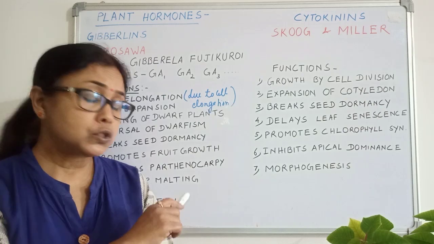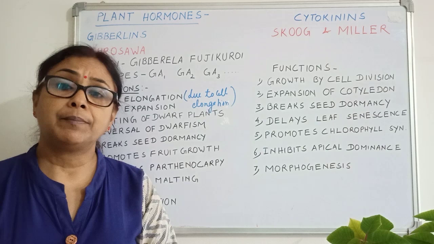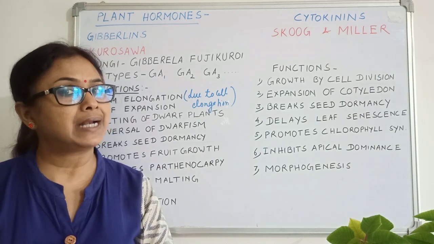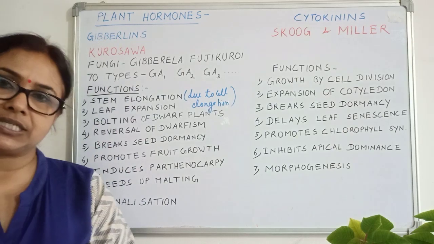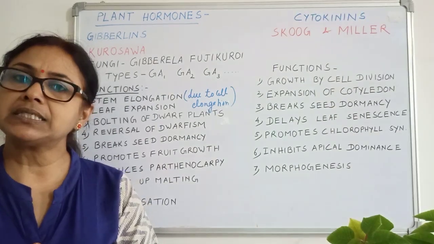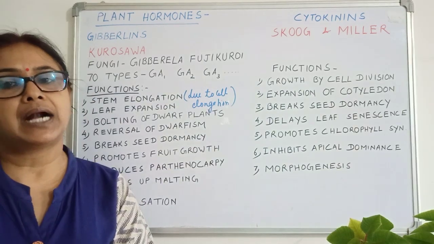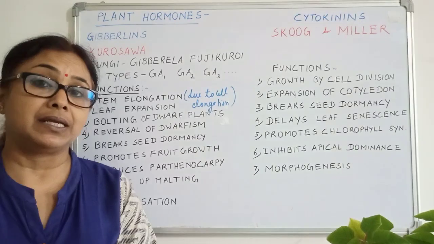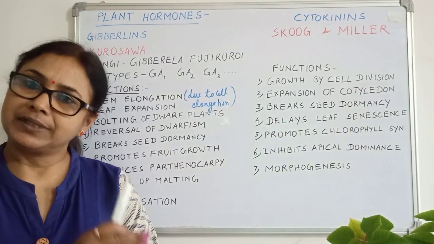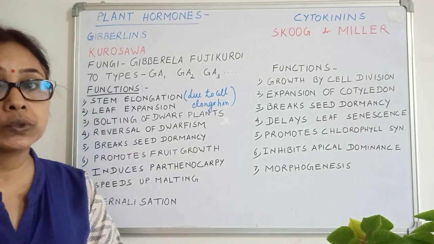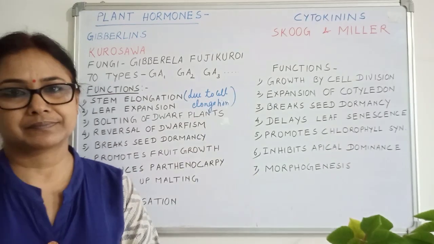So that is how. The malting process takes 7 days or more, but gibberellins can help in reducing that malting period to 2 to 3 days. Another important function is vernalization. Vernalization is a low temperature treatment given to certain plants like chrysanthemum and henbane to induce flowering in them. But even without the low temperature treatment, gibberellins can induce the process of flowering in them.